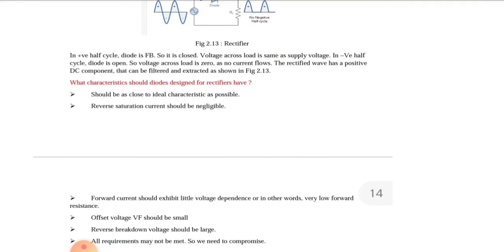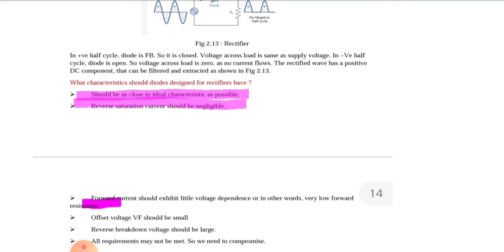Okay, so what characteristics should diodes designed for rectifiers have? What all things have to be taken care of while designing a diode when it is used as a rectifier? The first characteristic is it should have close to ideal characteristics as possible. That means it should act as a closed switch during forward bias and as an open switch during reverse bias. And the reverse saturation current IDSS should be negligible.